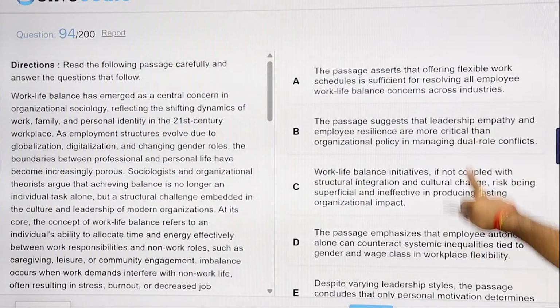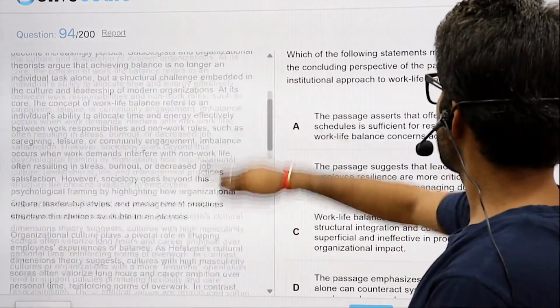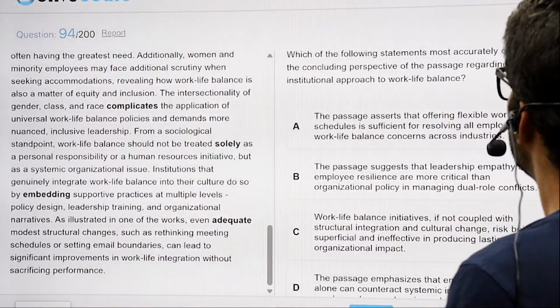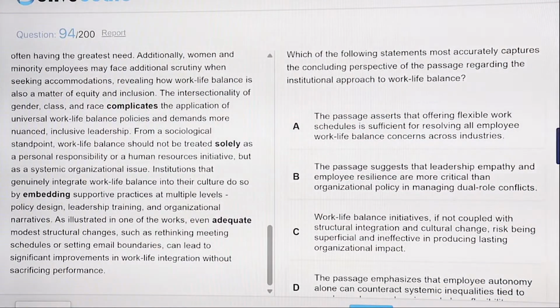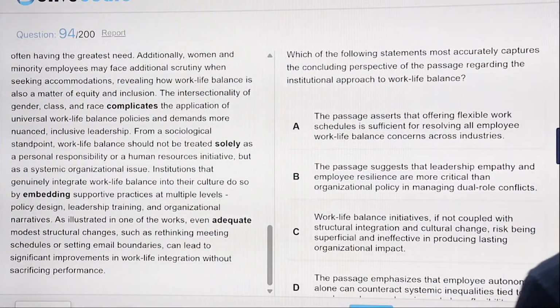Which of the following captures the concluding perspective of the passage regarding the institutional approach to work-life balance? The passage suggests offering flexible work schedules is sufficient.